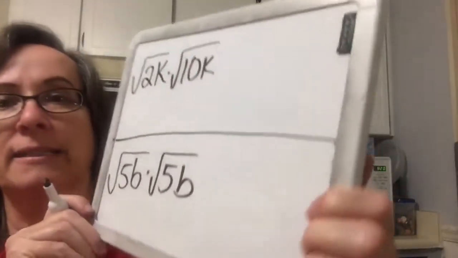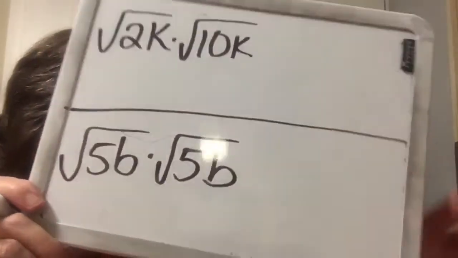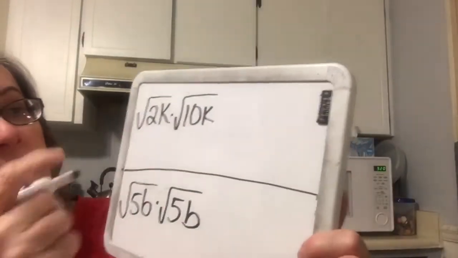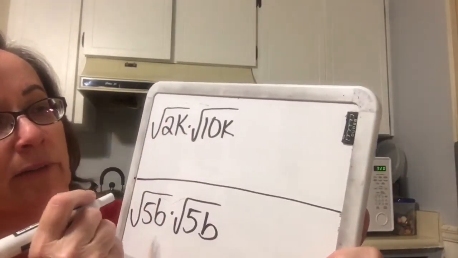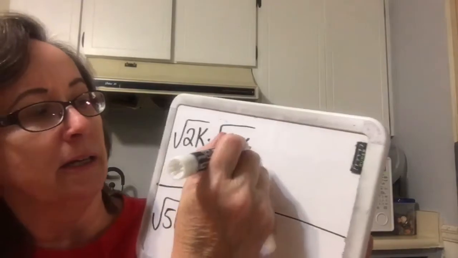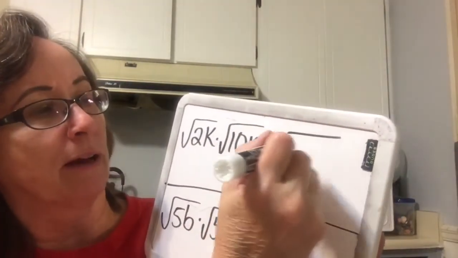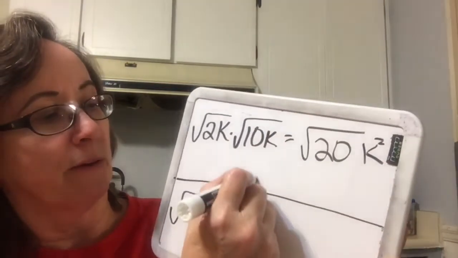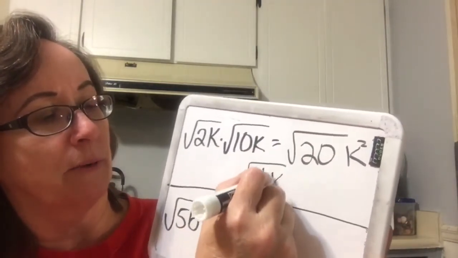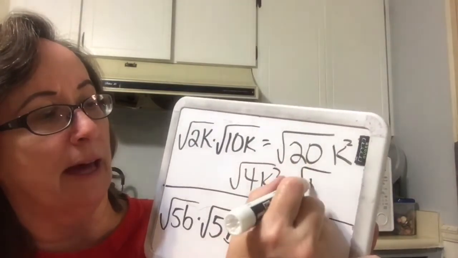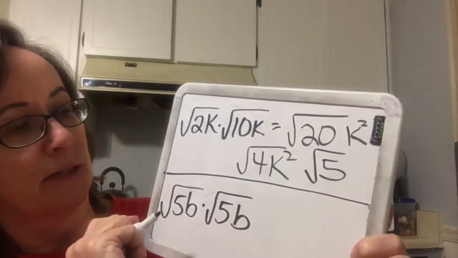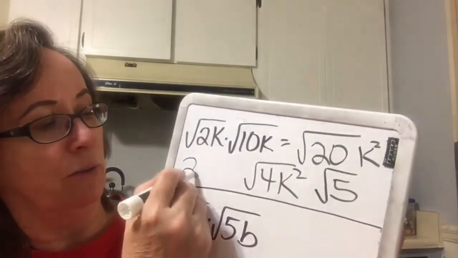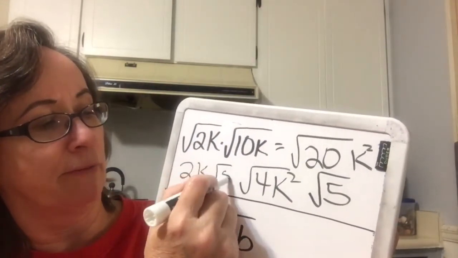And this is the last little board for 9.3. And we put them together. There's no benefit in keeping them apart. So when I put them together, I get square root of 20k squared. Square root of 4k squared will be perfect, and square root of 5 will be leftover. So my final answer is going to be 2k square root of 5.